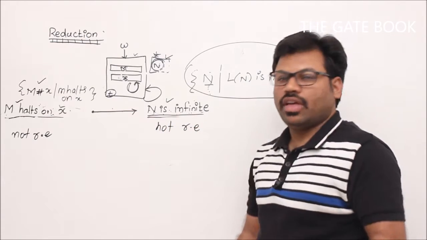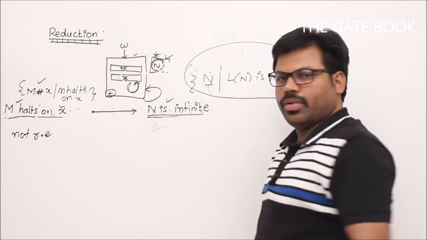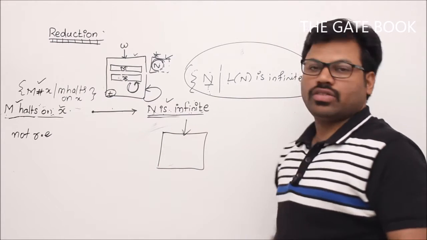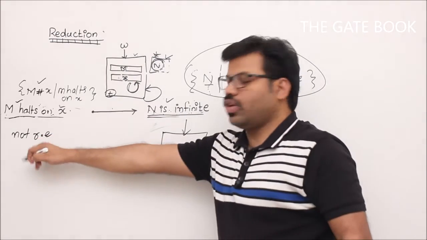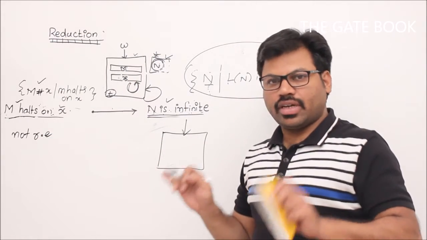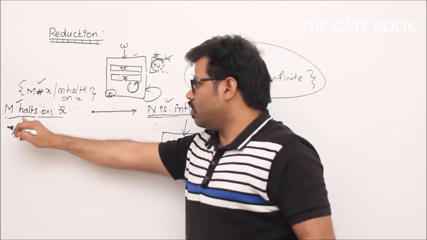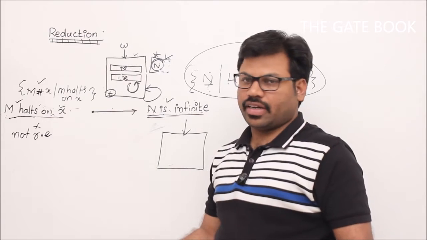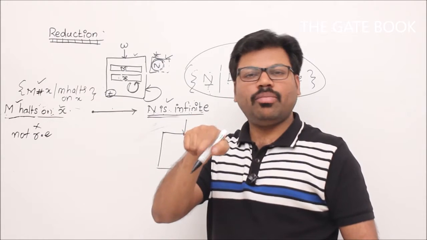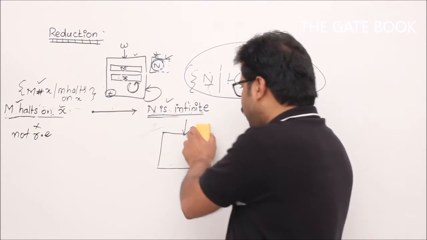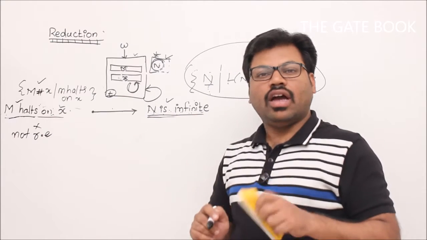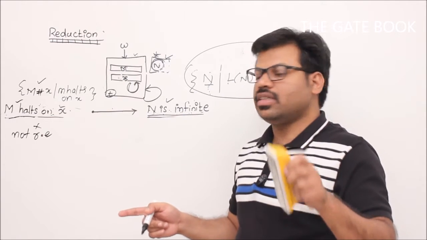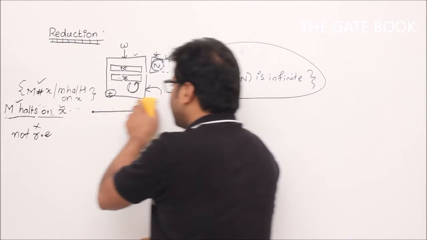Why? If it is recursively enumerable, then there will be a Turing machine for this problem. Then we can construct a Turing machine here, but I am not discussing that, because M halts on x is not this kind of case. M halts on x is recursively enumerable but not recursive, correct? So I don't want to discuss this concept here. I am going to discuss the same logic for another problem, that is M does not halt on x. Let me take the second reduction.